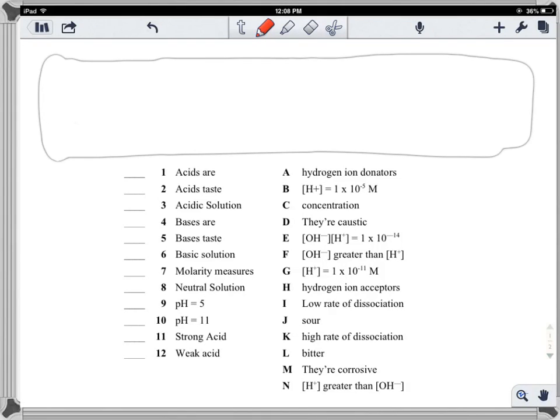Hey guys, this is Mr. Bennett, and we are doing the review for the exam for Unit 16 in Conceptual Chemistry on acids and bases. So we're going to start with the matching section. Now, you can start with acids first or bases first.